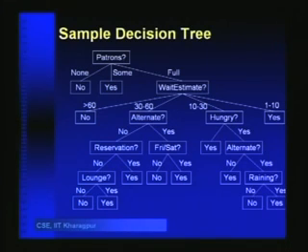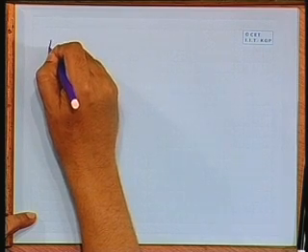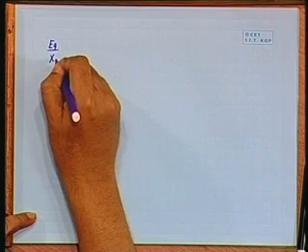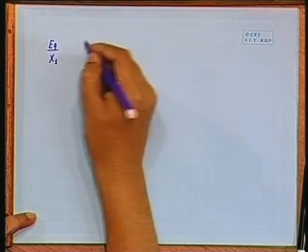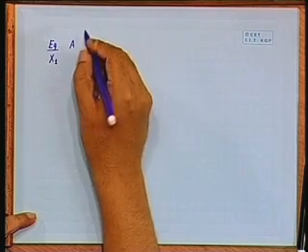Now, how do we learn such a decision tree? So, let us first see what the input is. The input will be a set of cases, a set of samples. For example, I will write an example here, example x1, and then I have all the variables here. It is like a truth table.